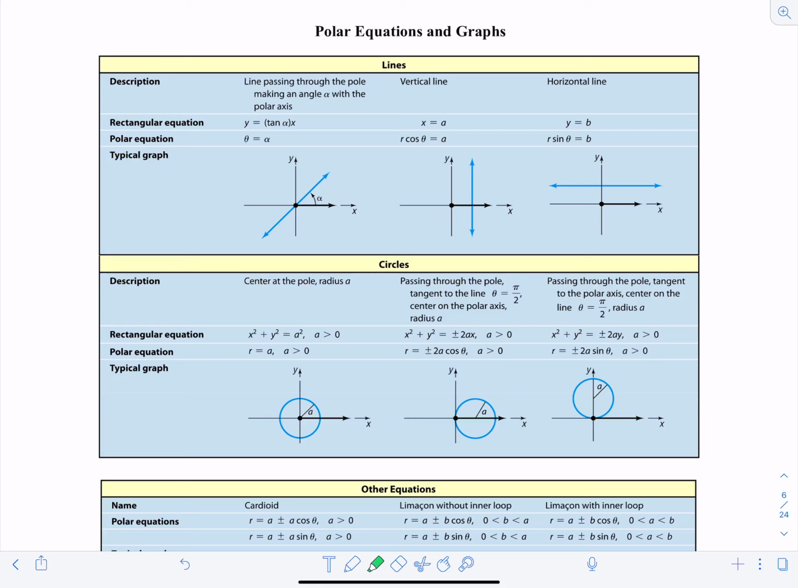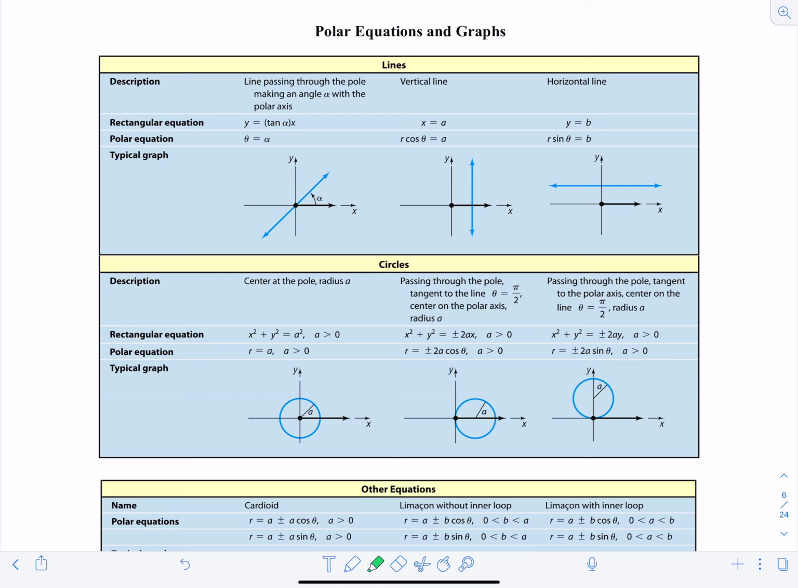In this video, we're going to go over polar equations and their graphs. So I recommend you save this first chart here, a piece of information, take a screenshot or what have you, because it's a good reference for all of the different types of polar equations and graphs.